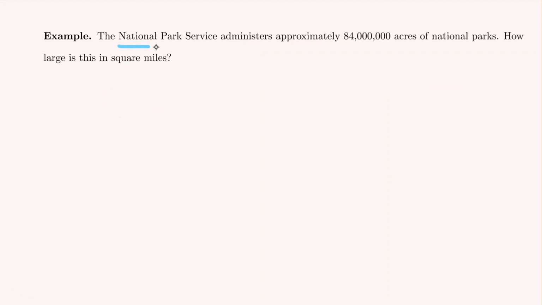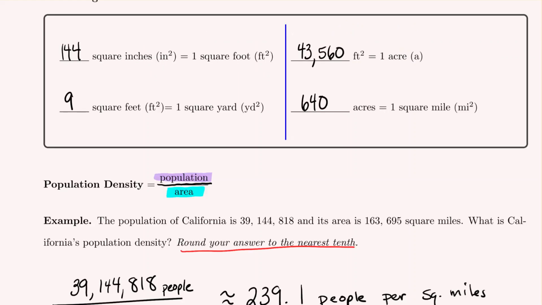Next, we have that the National Park Service administers approximately 84 million acres of national parks. So this is a measurement in acres. And we're asked how large would this be measured in a different unit in square miles. So let's go back to the top of this page. And we see the relevant conversion factor, 640 acres is equal to 1 square mile. So we'll write that down within our example. Going back to this is how we convert between acres and square miles.